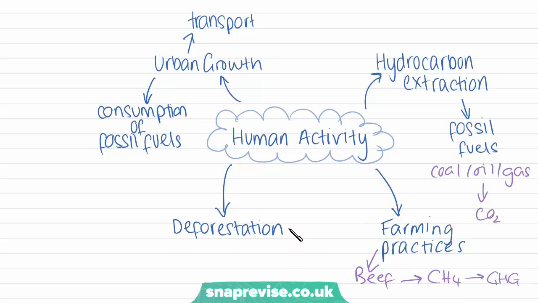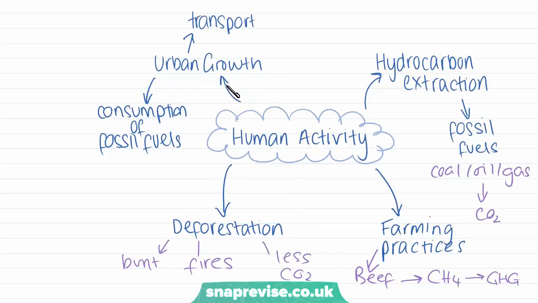Also, deforestation. A lot of the wood from deforestation is burnt in fires to clear the land, but also deforestation means that less carbon dioxide can be absorbed from the atmosphere by the trees during photosynthesis. So this type of human activity has major impacts for the carbon cycle.